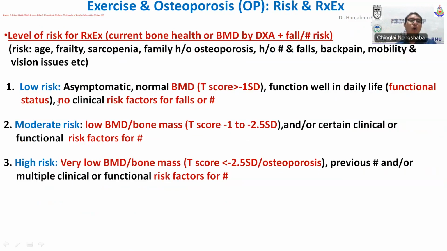So what do you mean by low risk? Low risk means the person is asymptomatic. It has a normal bone mineral density. That means T score should be more than -1 standard deviation. Functional status is normal, functioning well in daily life, and there is no clinical risk factor for fall or fracture. For moderate risk, that means there is low bone mass. T score is between -1 to -2.5 standard deviation, plus certain clinical or functional risk factors for fracture are present. And what do you mean by high risk? High risk means very low bone mineral density or bone mass is there.